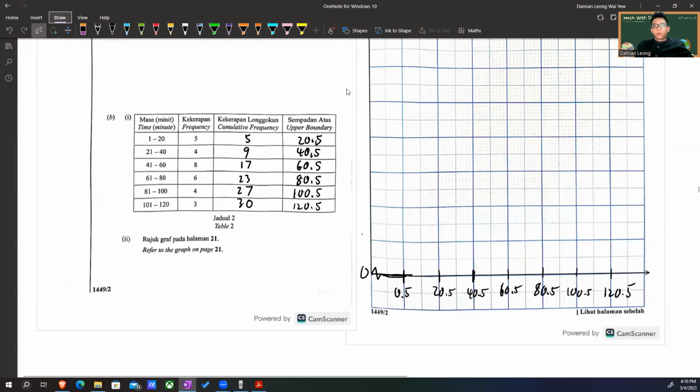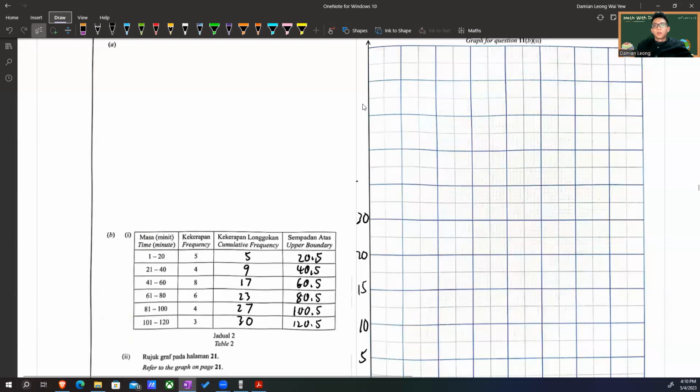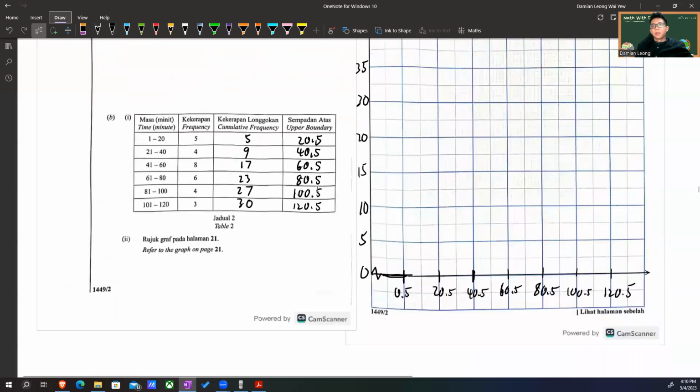Then cumulative frequency 5, 10, 15, 20, 30, 35. Actually, I just need to go up to 30. Then just draw the bars. The first one goes up to 5. And then the next one will be up to 9. So here is 10, which means 2 small boxes below will be the 9. Because every 10 small boxes is 5, I divide 5 by 10, 0.5, so each small box is 0.5. That's how it works.